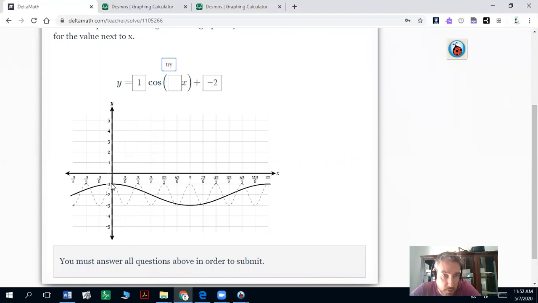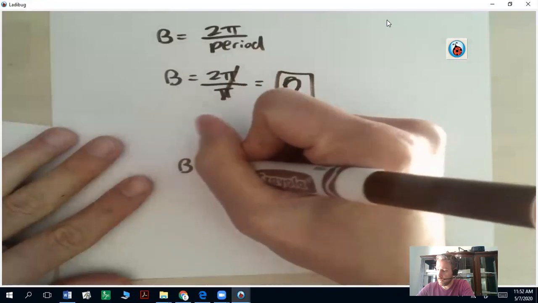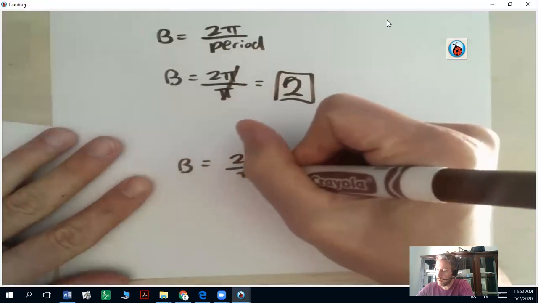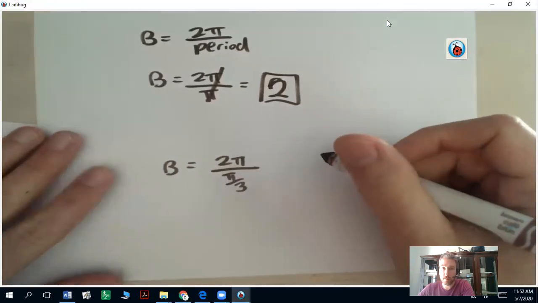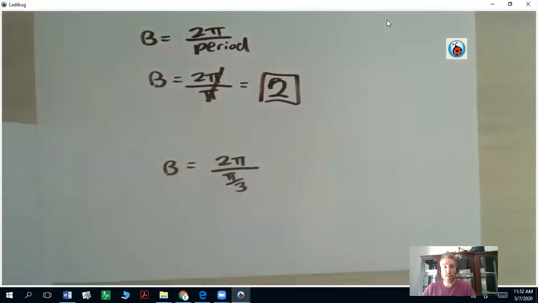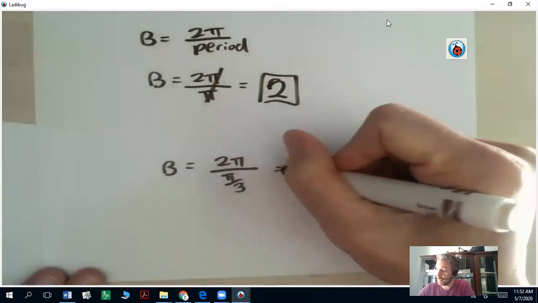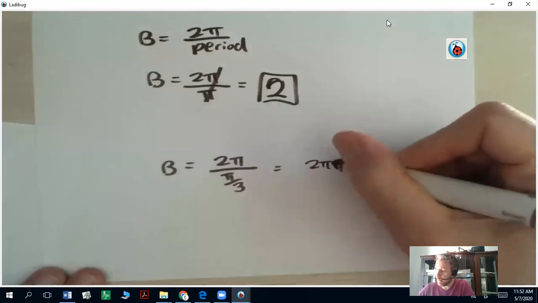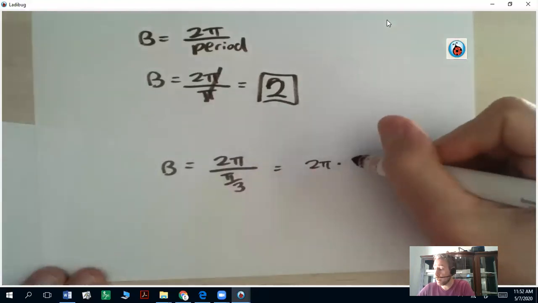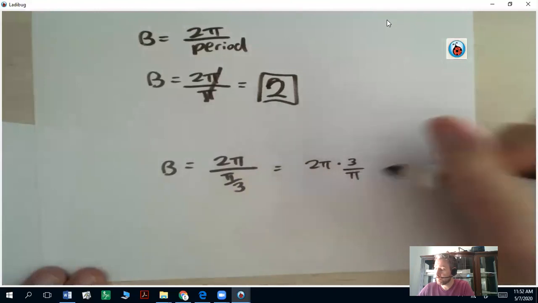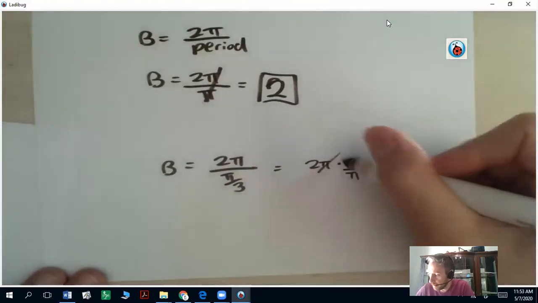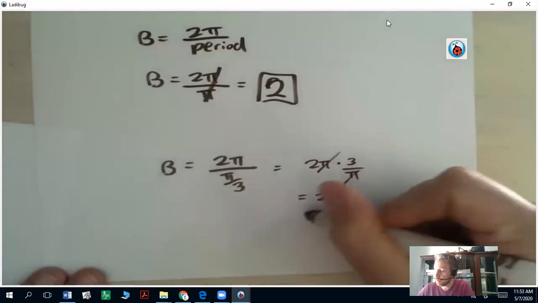So let's look at the period first. It's a cosine because it starts at the max, goes back down, back up, and it stops right here at pi over 3. So to get that b value, I'm going to do 2 pi divided by pi over 3. Well, we can figure that out using a calculator, or we can do a couple tricks to multiply fractions. So 2 pi divided by pi over 3, if you keep change flip, is the same thing as 2 pi times 3 over pi. And you can cancel out the pi's, and you get 2 times 3, which is 6.